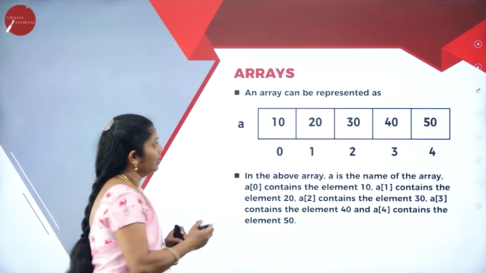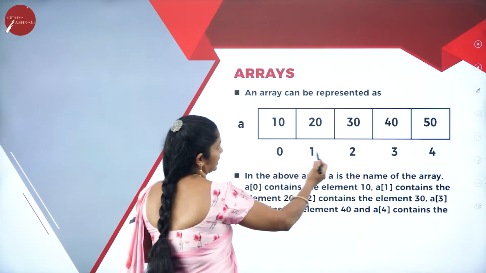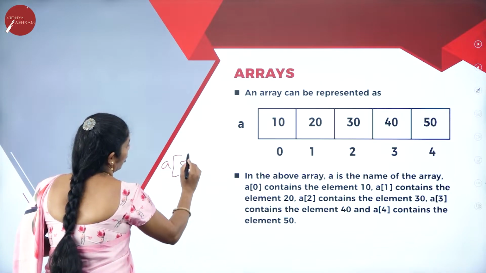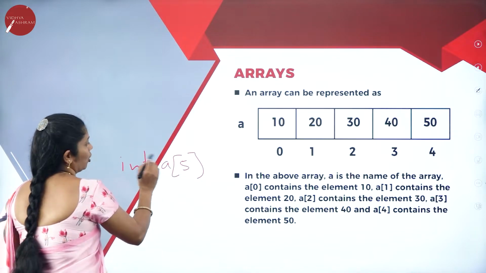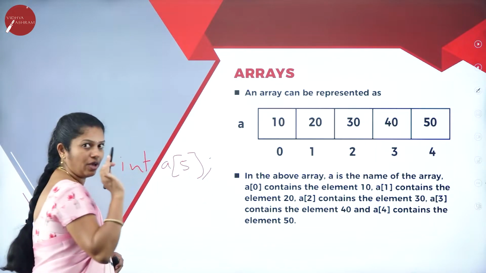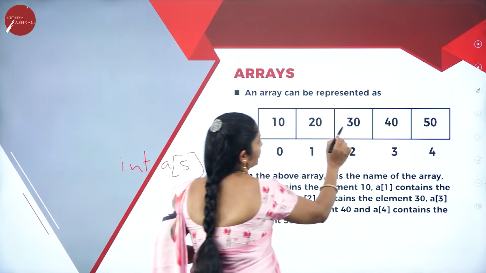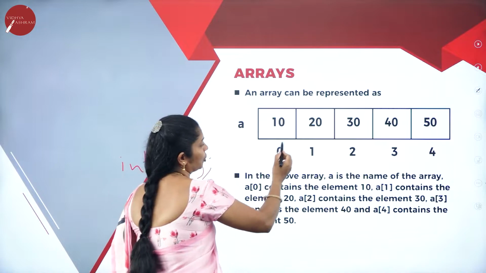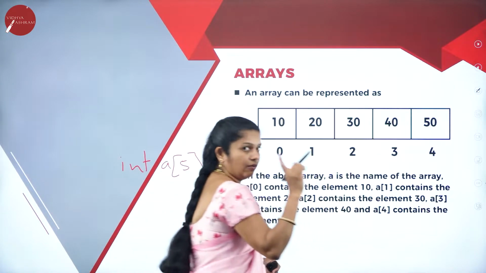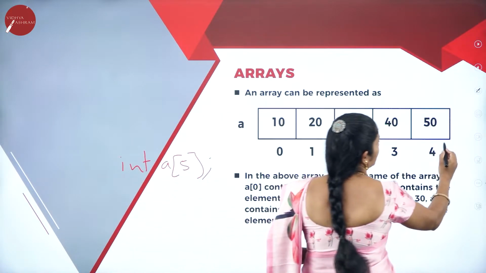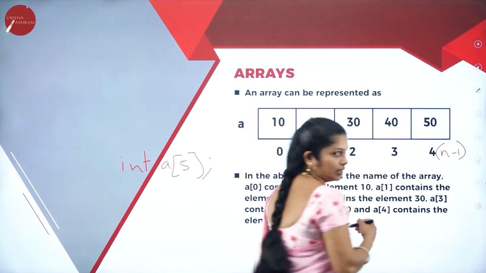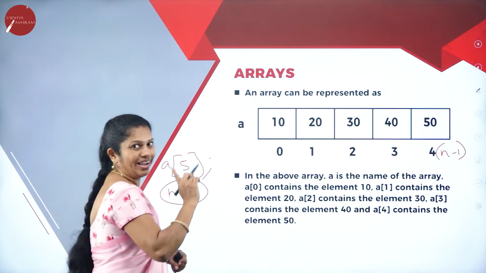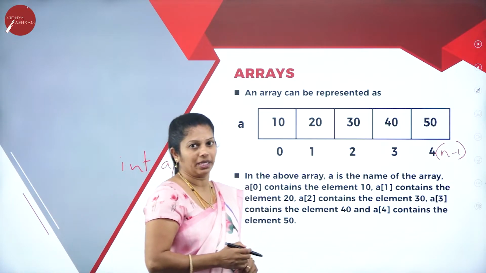Now when we come to an array, consider the array can be represented in this format. Here, for example, int a of 5. Then here totally we have 5 elements. If you observe, 1, 2, 3, 4, 5 elements. But the first element position starts from 0, 1, 2, 3, 4. Whereas 4 can be called n minus 1 here, because for n we are given 5, 5 elements, whereas the last one will be n minus 1.